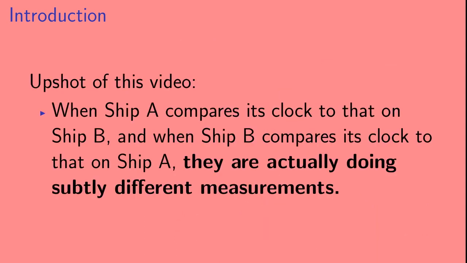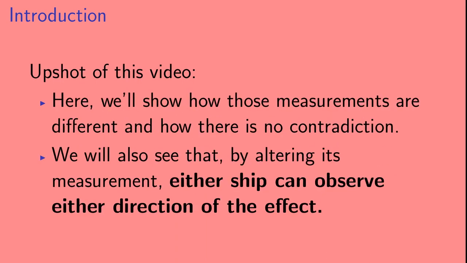Okay, so here are the points we want to make in this video. When ship A compares its clock to that on ship B, and when ship B compares its clock to that on ship A, they are actually doing subtly different measurements. We'll show how those measurements are different and how there is no contradiction. We'll also see that by altering its measurement, either ship can observe either direction of the effect.